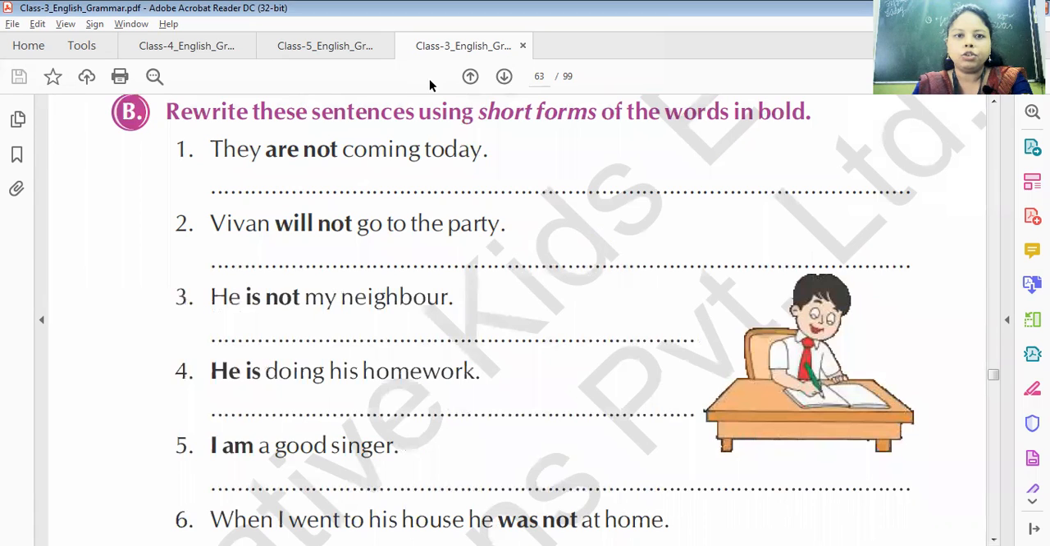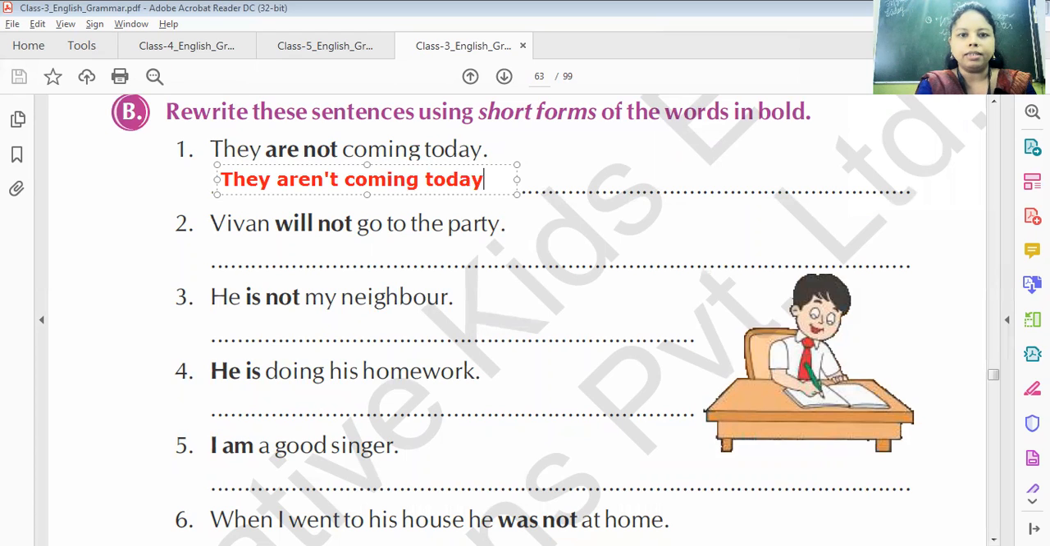Now let's complete these short forms as well. Rewrite these sentences using the short form of the word written in bold. You can see, they are not coming. So we know how to write the short form of are not. So let's write that. They are N apostrophe T. Understand? They aren't coming today. You have to write like this. Full stop. They aren't coming today. In place of are not, we added the short form.